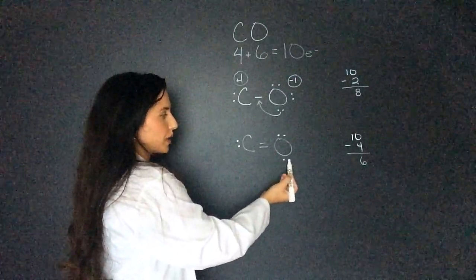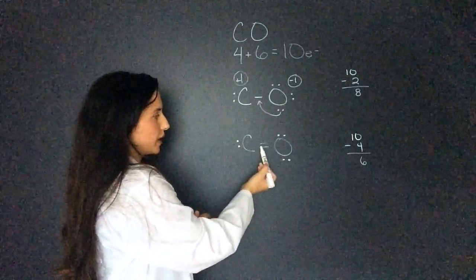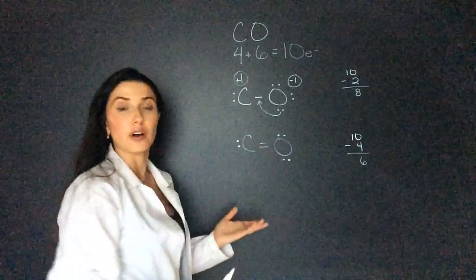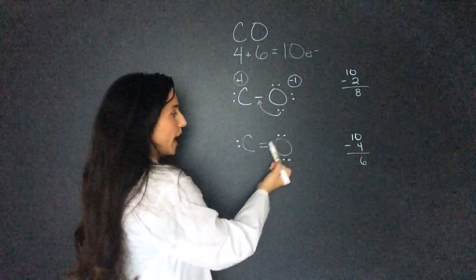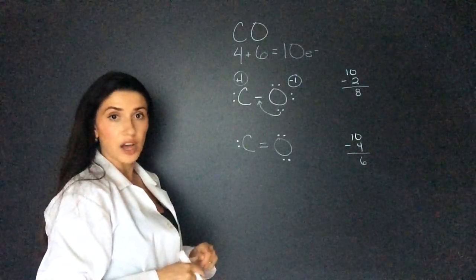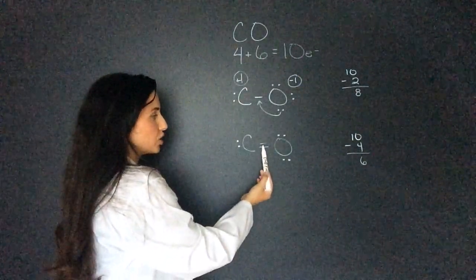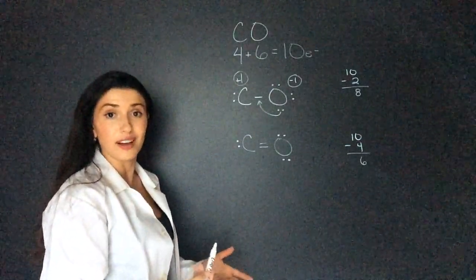1, 2, 3, 4, 5, 6. Beautiful. 1, 2, 3, 4. Beautiful. They're both neutral. But let's make sure they each have an octet. We have 2, 4, 5, 6, 7, 8. Oxygen has a full octet. Carbon has 2, 4, 6. Still not a full octet.